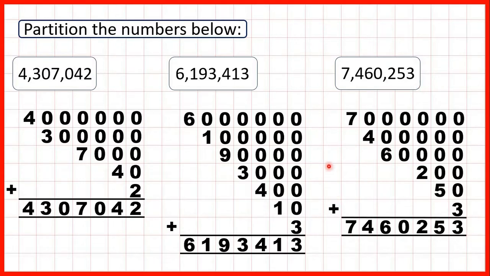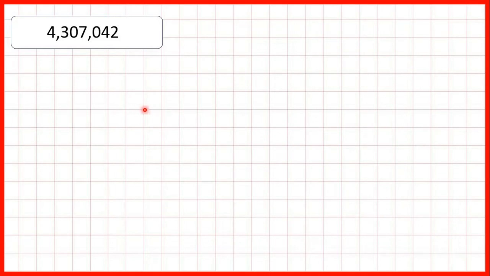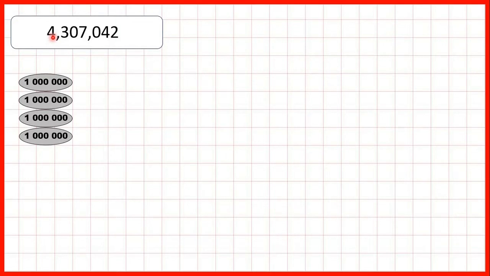We can also show partitioned numbers using place value counters. So our first number was 4,307,042. This 4 is in our millions, so we can show 4 million place value counters. The 3 is in our 100,000s, so we can show 300,000 place value counters. We have a 0 in our 10,000s, so we don't show any 10,000 place value counters.